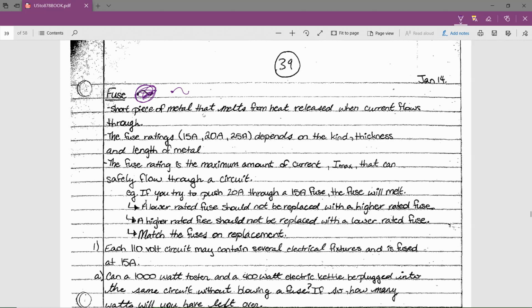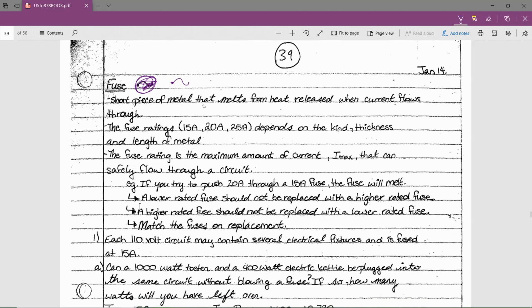And a practical thing here is always match your fuses when you have to replace them. A lower rated fuse shouldn't be replaced with a higher rated fuse, because if you do that, you're going to end up having too much current going through, and that could be a fire issue. And you don't want to replace a higher rated fuse with a lower one, because then your machinery won't work properly. So you should always match the fuses upon replacement.